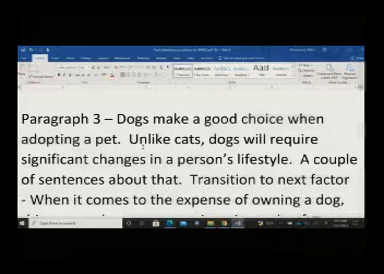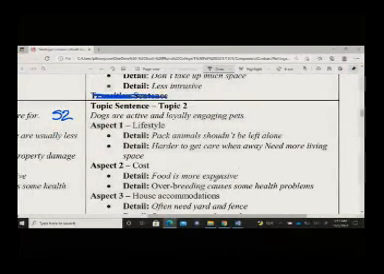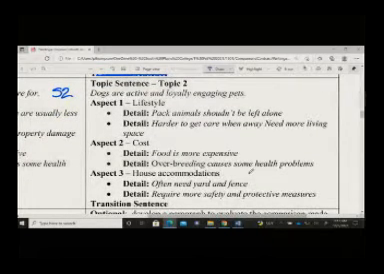So, all right, transition to your next factor. Okay, we'll go back over here and look. It's going to talk about the expense, the cost. Food is more expensive. Overbreeding causes some health problems. Then house accommodations. Again, no transition sentence.